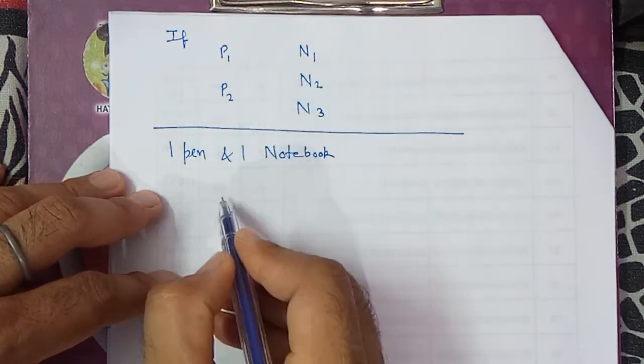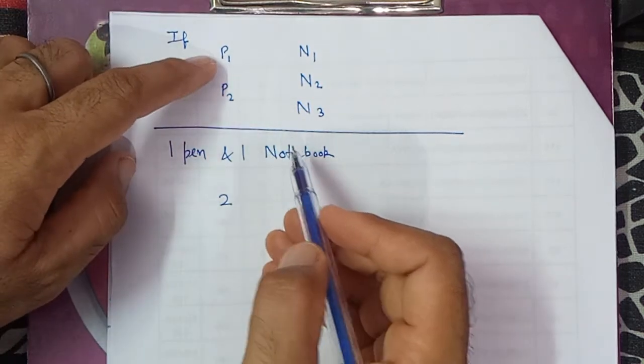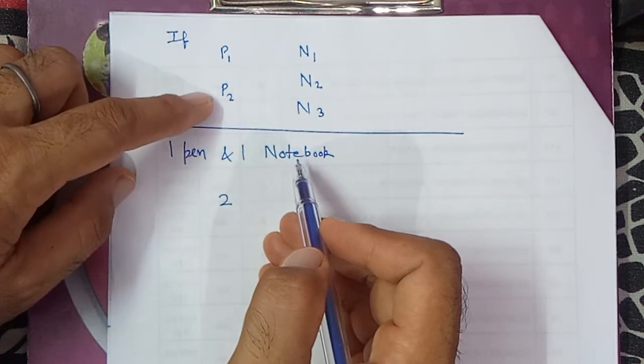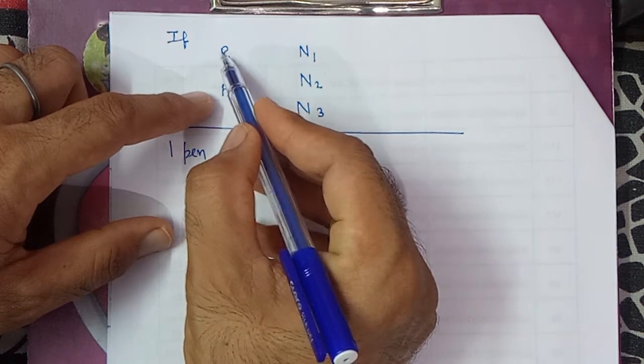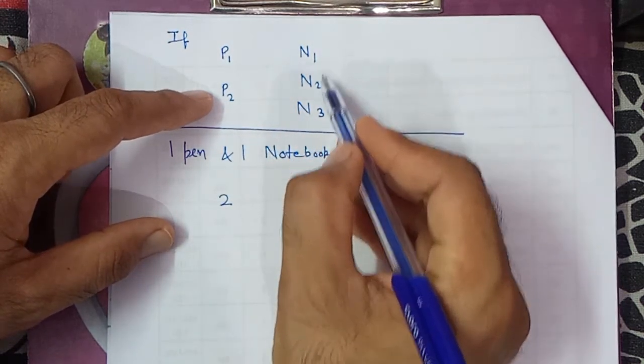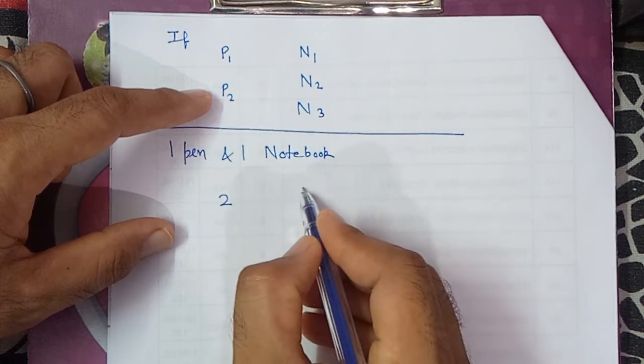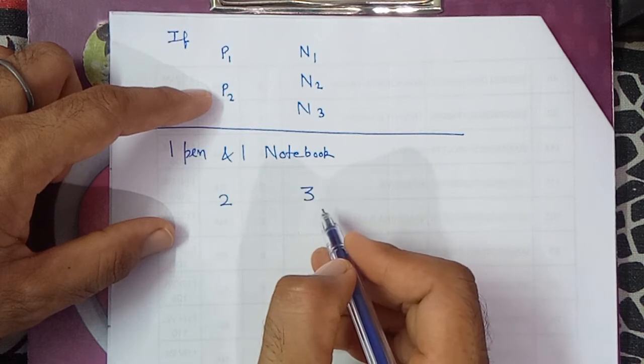He has two options for selection of the pen. Either he will choose the first pen or he will choose the second pen. It means he can choose a pen in two ways. Similarly, out of three notebooks, he can choose any one out of these three. It means he can choose a notebook in three ways.